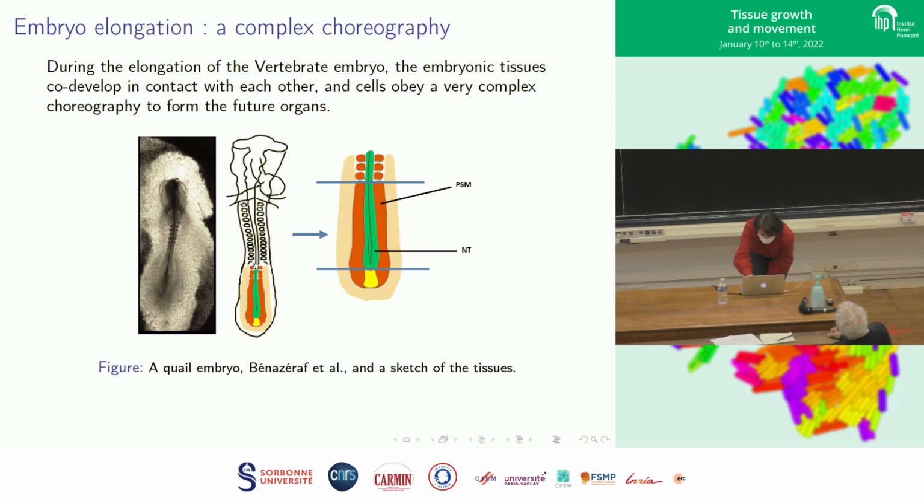In the drawing, the PSM is in red here. In green, you have the neural tube. So it's really in the center. The neural tube is surrounded by the PSM. Just so you know, these little dots that you see here are prismites. So these are the future vertebrae. We'll be particularly interested in this bottom part that is very active during the elongation. It's the one that elongates the most.